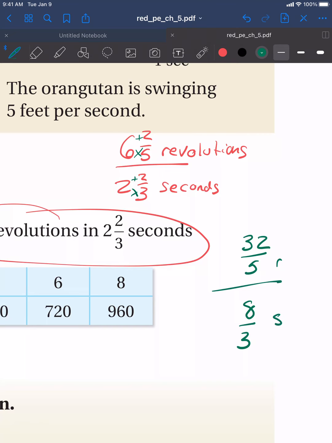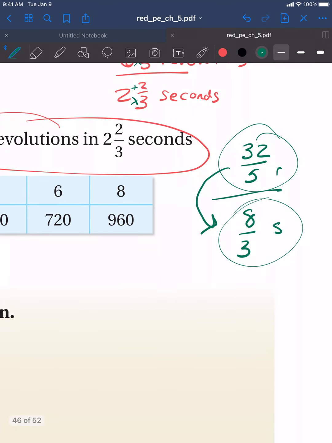Is that a unit rate? No. How do I make it a unit rate? Needs to have a 1. We need to straight down divide. Do you know what I mean when I say that? I'm just saying take this number, divide by this number. Now fractions. When we divide fractions, it looks like this: 32 fifths divided by 8 thirds.